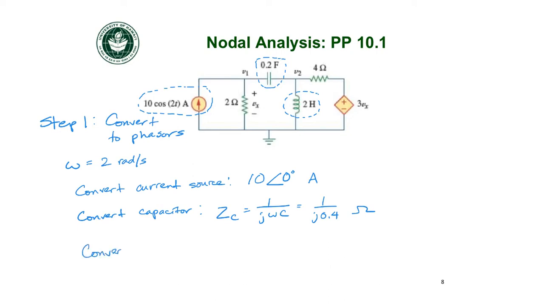And then we're going to convert the inductor to the impedance form. The inductor impedance is j omega L. Omega is 2 radians per second. The inductance is 2 henries. So this is going to be j 4 ohms for the inductor impedance.